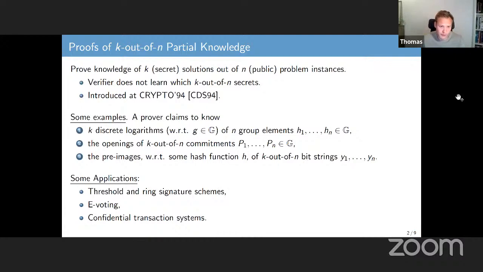Proofs of partial knowledge have found numerous applications, for example, in threshold and ring signature schemes, e-voting protocols, and also in confidential transaction systems.